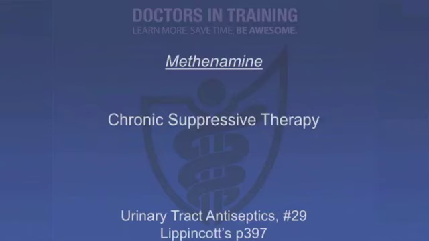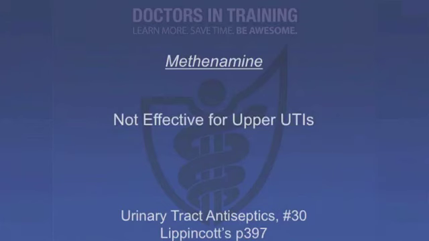So what's its spectrum? It's primarily used for chronic suppressive therapy. When someone has chronic UTIs that need antibiotics on a regular basis, we'll use this medication just as a preventative prophylaxis medicine. Urea-splitting bacteria that alkalinize urine, like Proteus, are usually resistant because if you can't get to the right pH, this medication won't produce the formaldehyde. And it's not effective for upper UTIs.